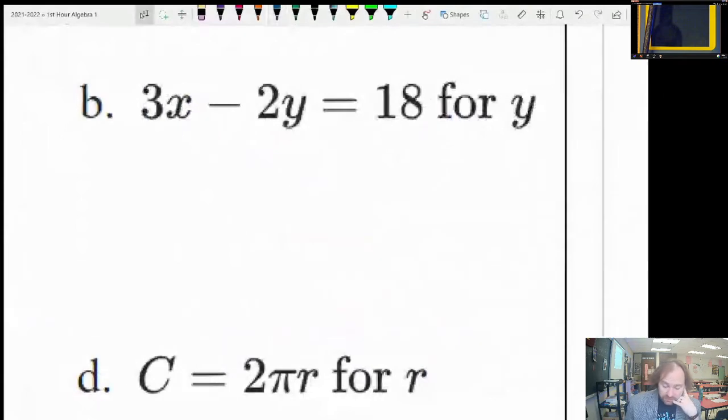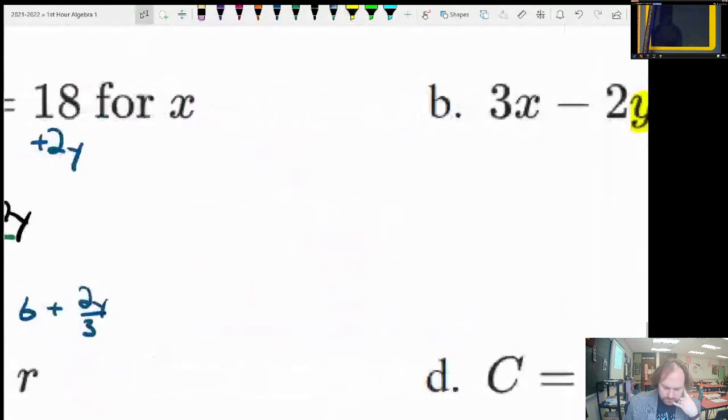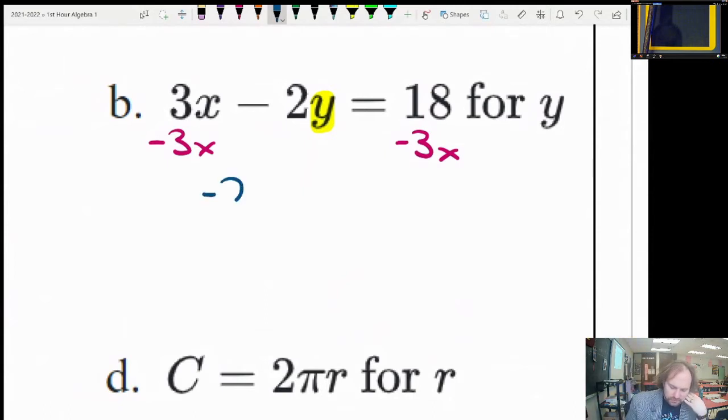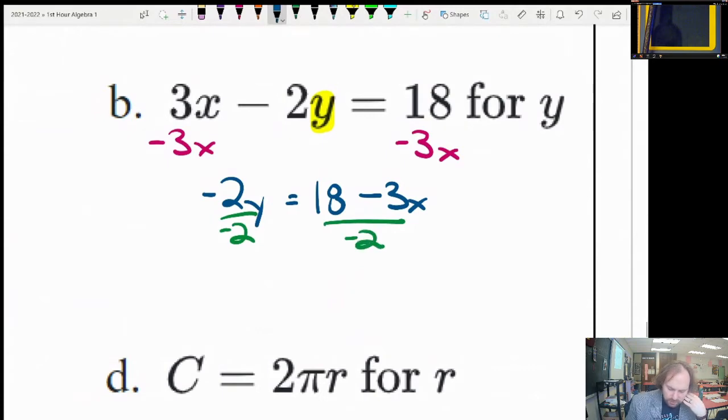Question B, the objective is very much the same in this problem. Now we're solving, I think, is that the same equation? 3x minus 2y? It is the same equation. Now we're solving it for y. So we're going to kind of do the opposite. We're going to start by subtracting the 3x, so we'll move that over to the other side. Just like algebra tiles, we're basically flipping the 3x over to the other side. We're going to have negative 2y equals 18 minus 3x. And now we're going to divide by negative 2 this time. This will cancel out. You'll have y equals 18 minus 3x over negative 2.